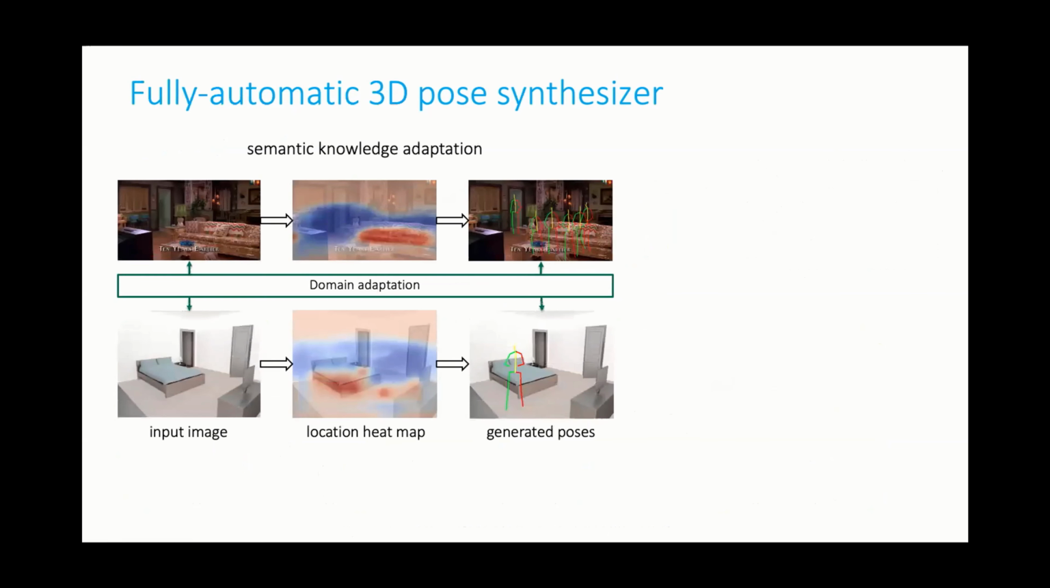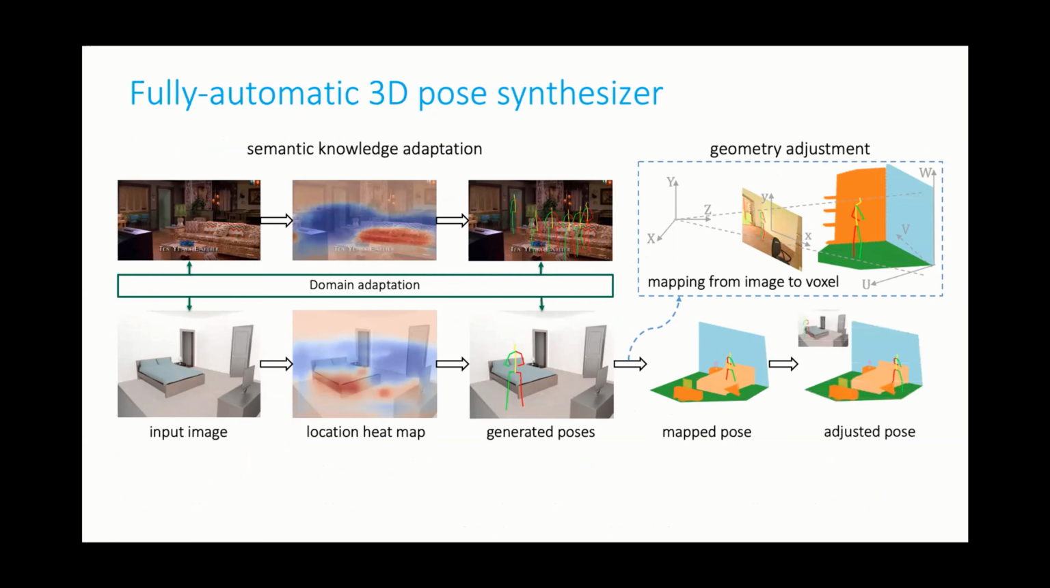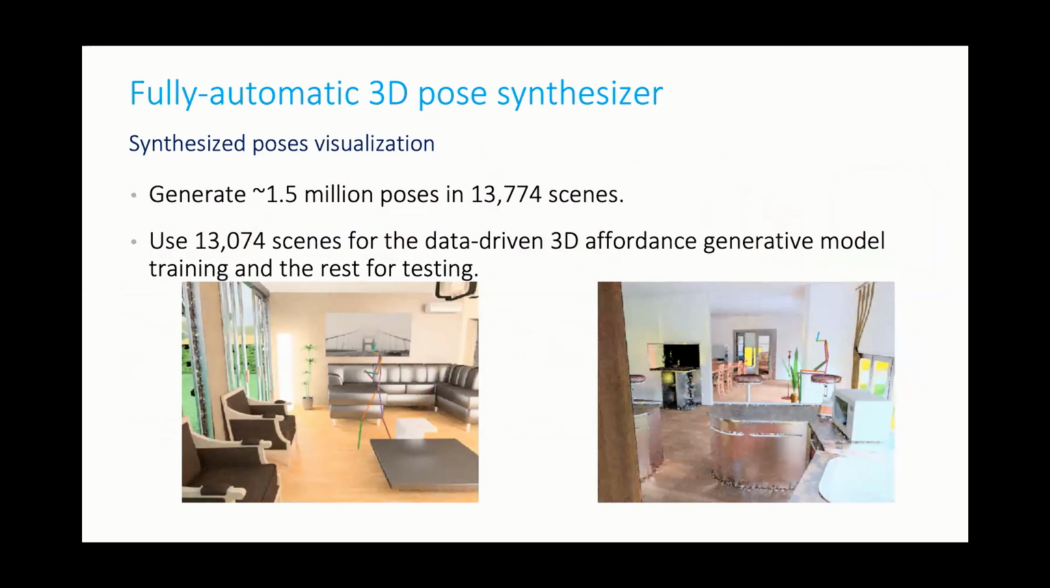Okay, so once we have that, we can construct a fully automatic 3D pose synthesizer. This is the first step that we need in order to build a data-driven model to synthesize pose from an image. This is the first step we need to do, so that we can generate a lot of 3D poses in the scene. So here are some of the results we have.